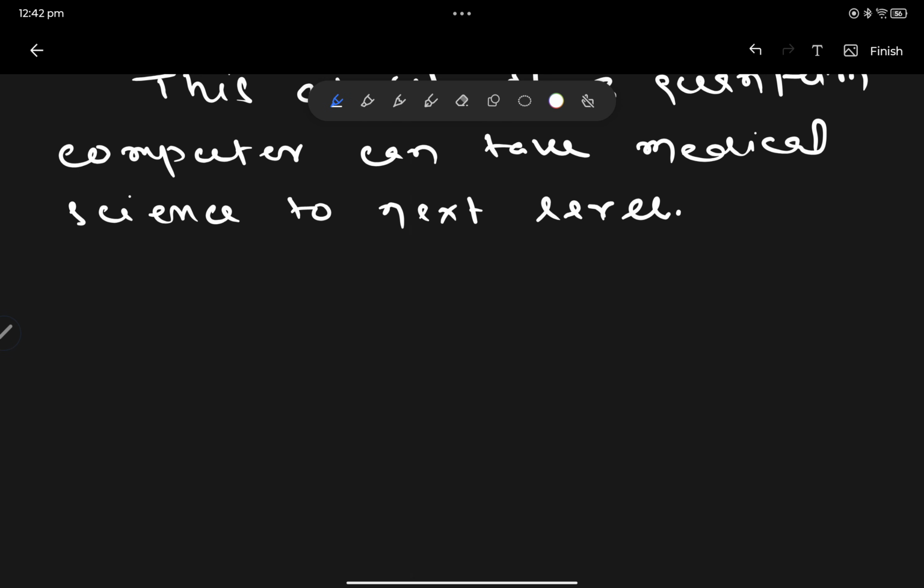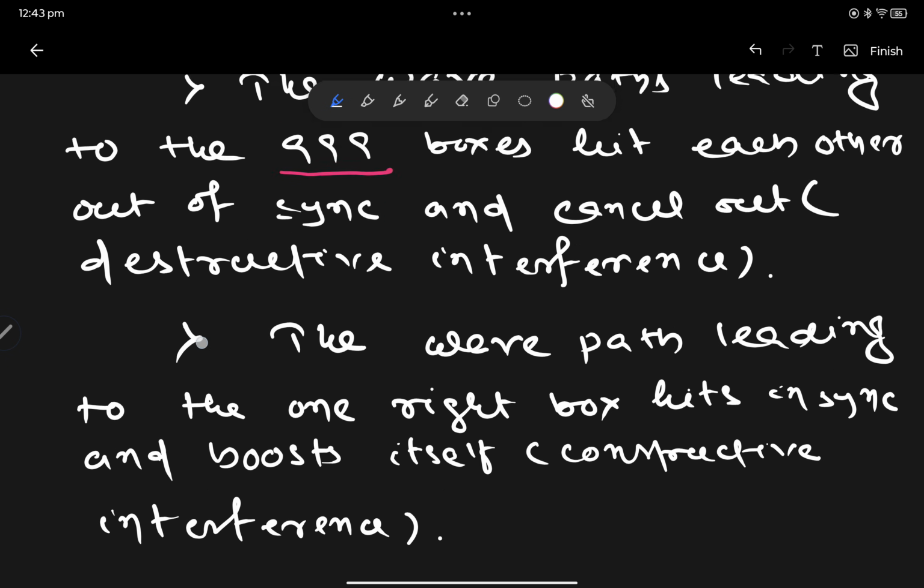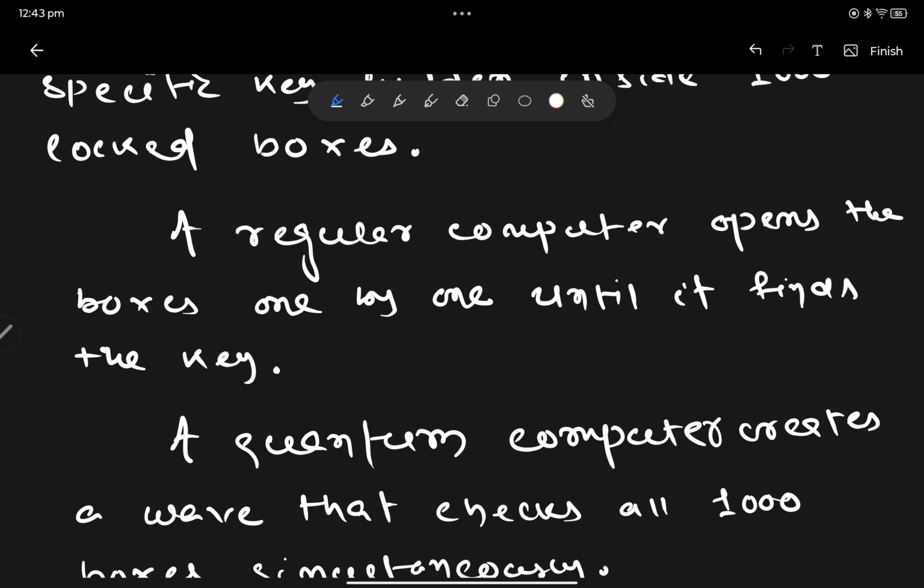We'll discuss quantum computers later. This is a very simplified explanation of how a quantum computer behaves and the basic phenomena associated with a quantum computer.